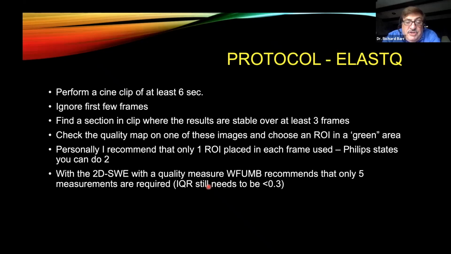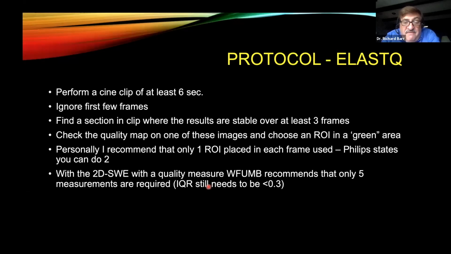And then you're going to look at the quality map of one of those good frames and find an area that's green, high quality. And again, I recommend you only place 1 ROI box in each frame. Philips states you can do 2. You can do it, but my fear is that you're going to have an error in both of those, and then when you average them, you've added more error into your measurement. So we do 5 independent cine clips, take the 1 best frame, and 1 best measurement in each of those 5 frames.